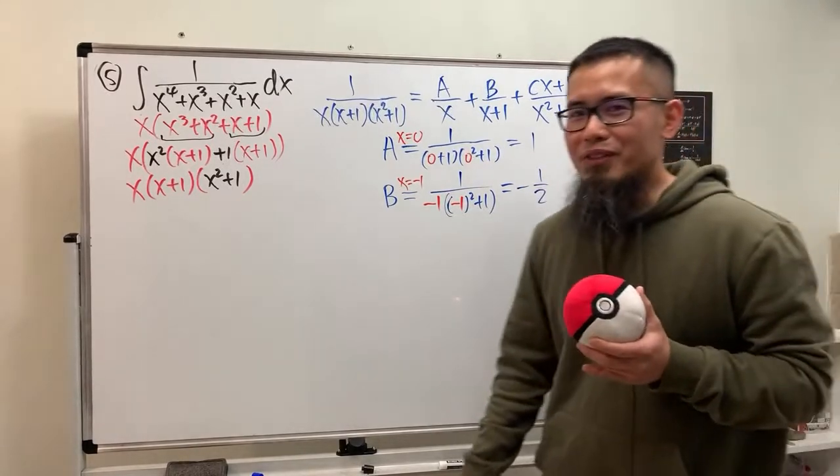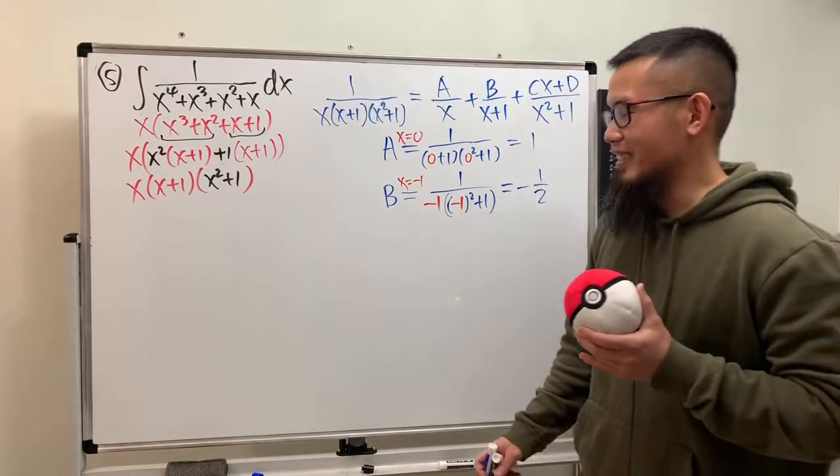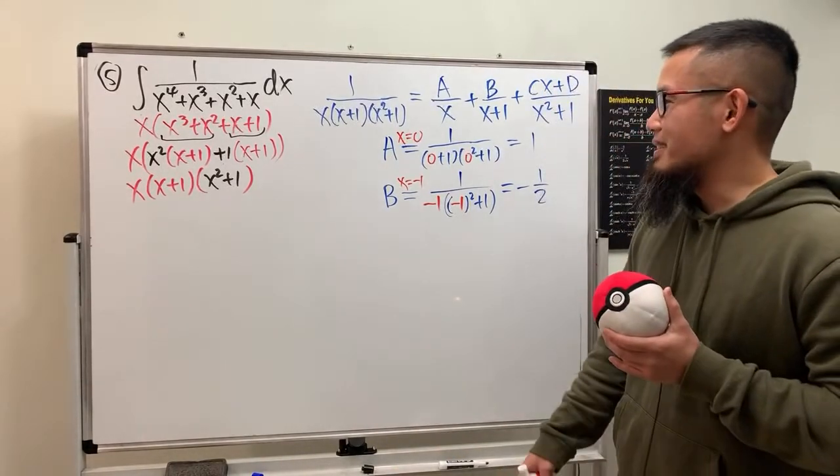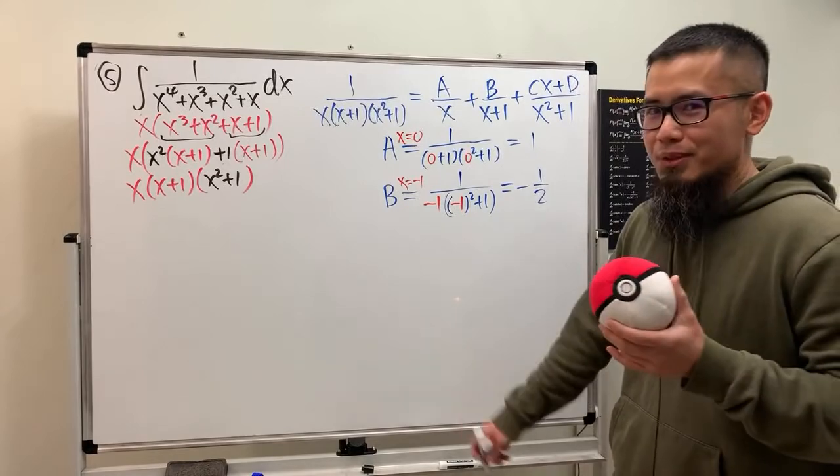I don't know why every time I say 1 plus 1 is 2, people leave a comment and people get really happy about that. Anyway, I didn't do anything wrong. 1 plus 1 is 2.